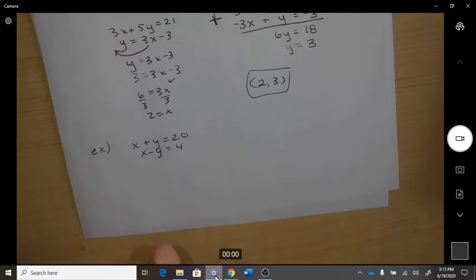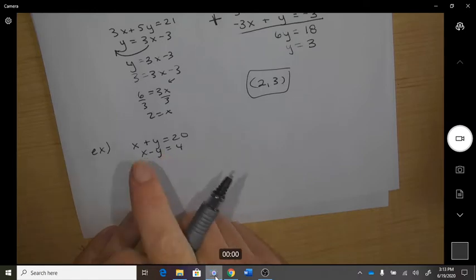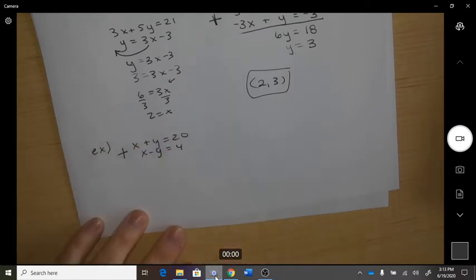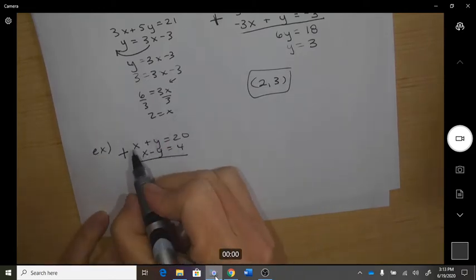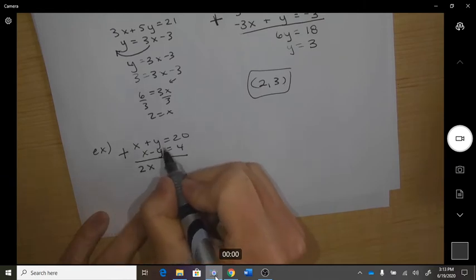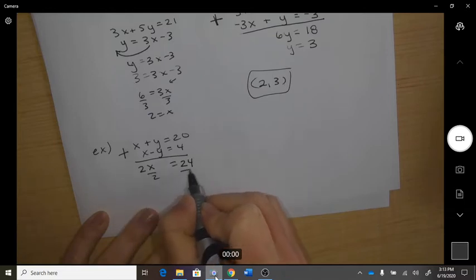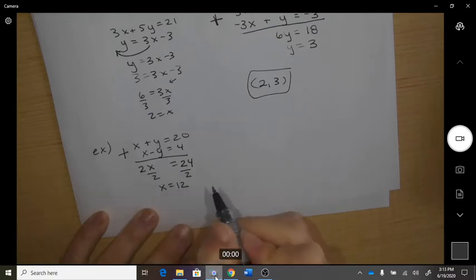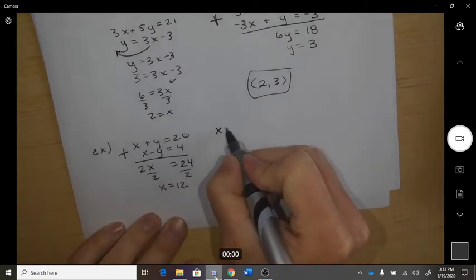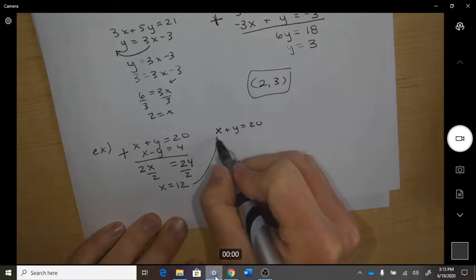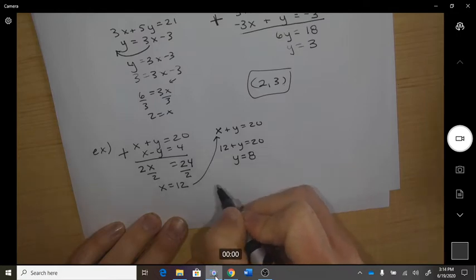So my rule is if they're the same, you subtract them. So x's are the same, subtract, y's are the opposites, so you would add. Adding is an easier choice if you can pick it, because then we don't have to worry about subtracting negatives. Adding, 2x is gone, 24. Dividing by 2, I get 12. Now again, it doesn't matter which one I pick. I'm going to pick the first one. I'm going to plug 12 in. So y equals 8.